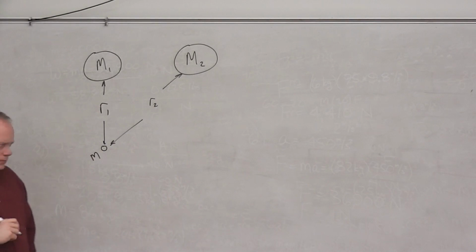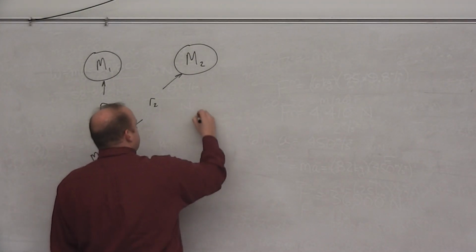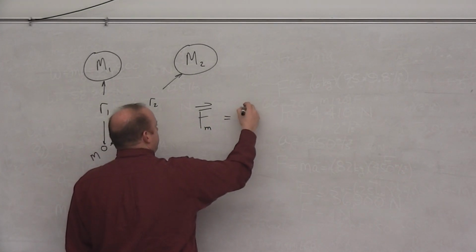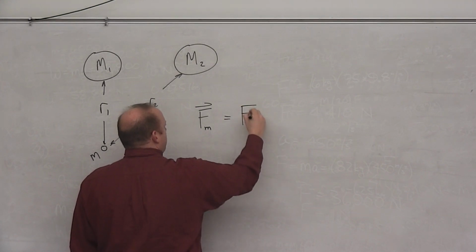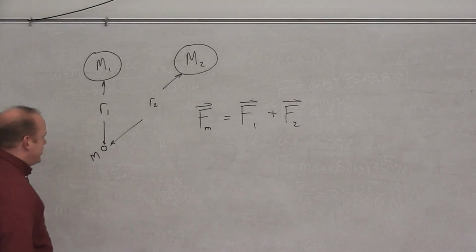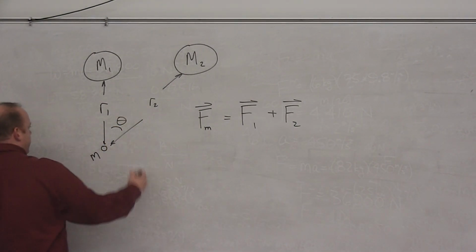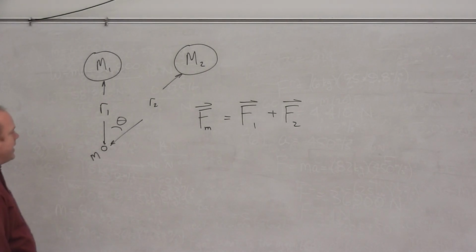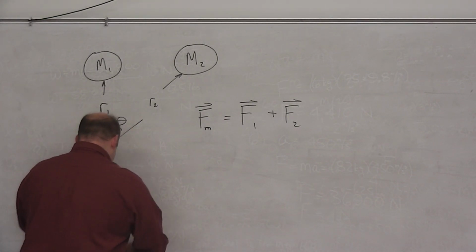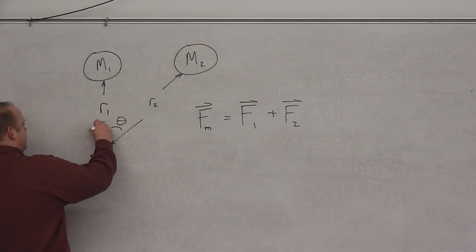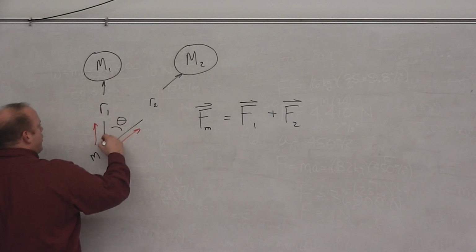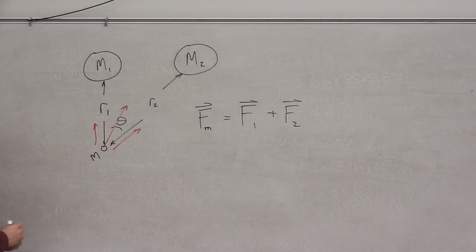Now, superposition says that the force on the little mass is going to be the force due to 1 plus the force due to 2. And that is a vector summation. So we'd have to know what the angle theta is here and do some calculations. Now, they're both going to attract. This one will attract in this direction. This one will attract in that direction. So you're going to get a result where the attraction goes off somewhere in between.